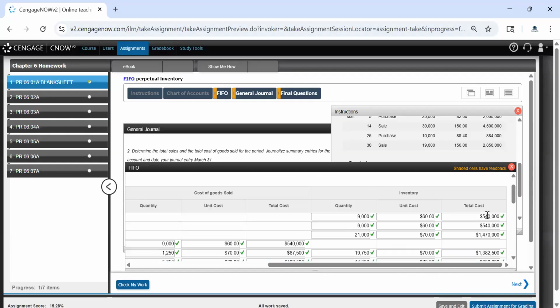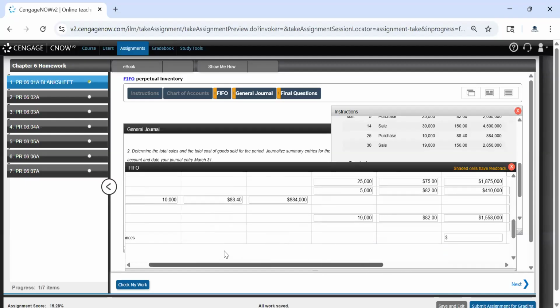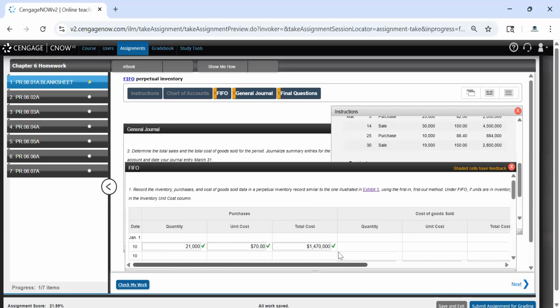And then our ending inventory balance is going to be the sum of our two layers that we have remaining here on March 30th. Or technically, this is on the 31st of March. So on the 31st of March, we have $966,000 in ending inventory. And if we add up all of our cost of goods sold, we have $6,940,500 in cost of goods sold throughout the period. And that's all for this page here.